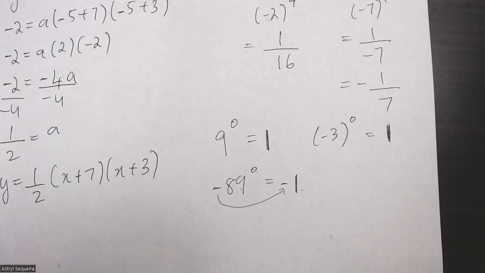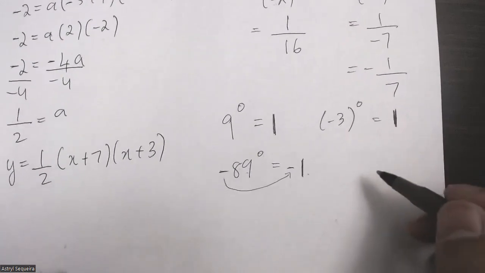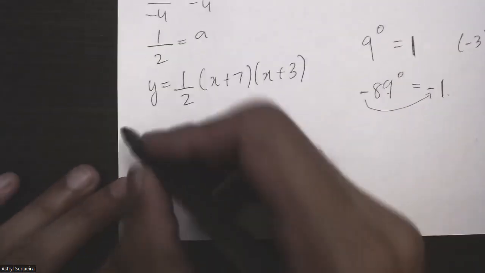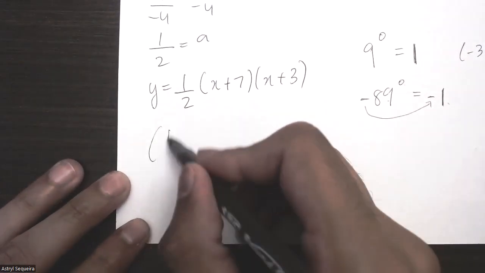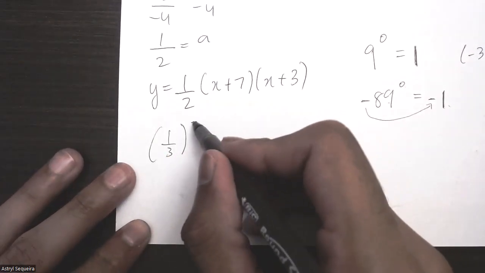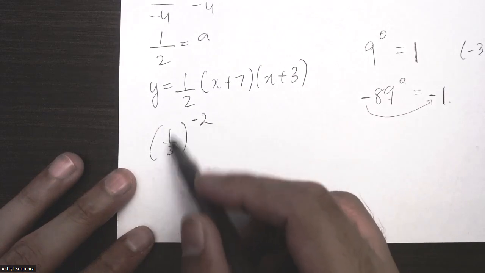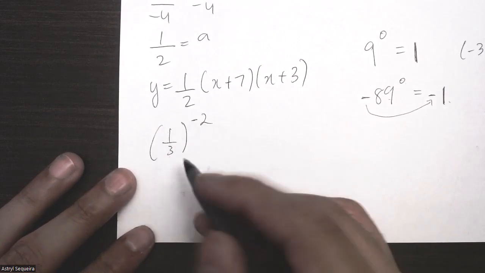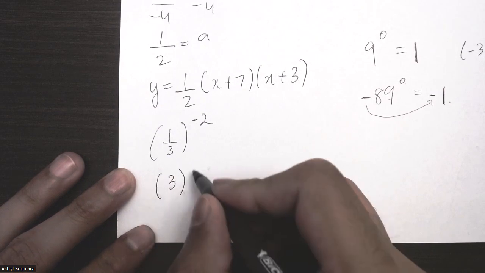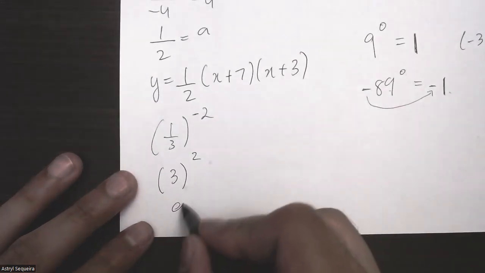And then last but not least, we've got to do some fractions with the same rules. So we'll start with 1 over 3 to the power of negative 2. So I first want to get rid of my negative exponent. I just have to flip this upside down. If I flip it, it's 3 over 1, which is just 3 to the power of positive 2, which is just 9.